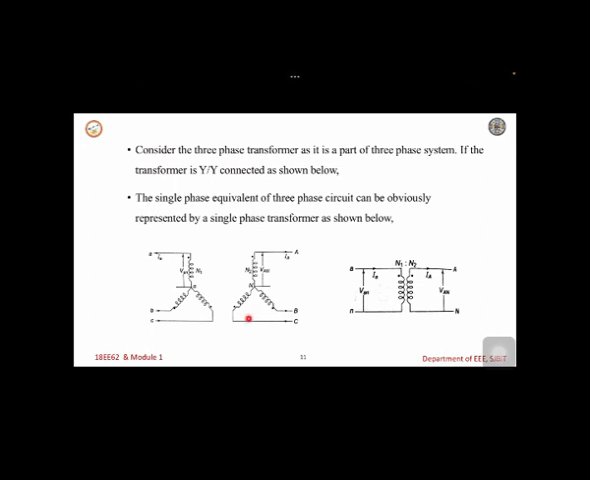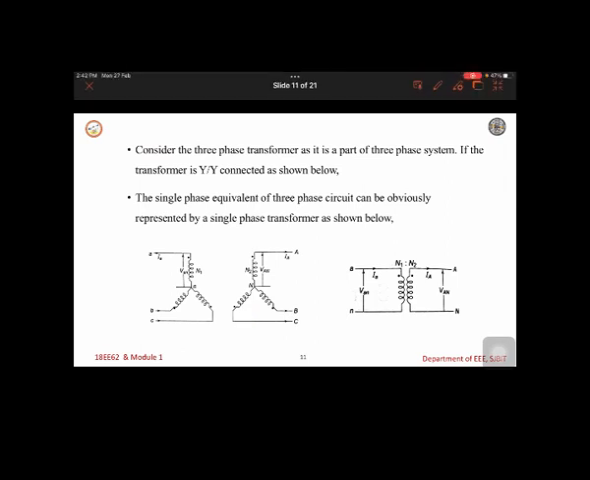Next, let us consider the three-phase transformer. In this three-phase transformer, we can consider the primary and secondary, that is, a two-winding transformer, connected in a star fashion, and its equivalent circuit we can write like this. This is the two-winding transformer, primary is star connection, and the secondary is also a star connection, and the equivalent circuit will be like this.